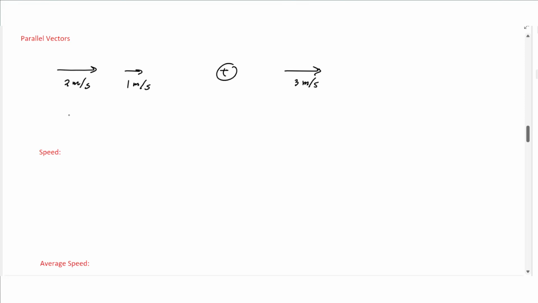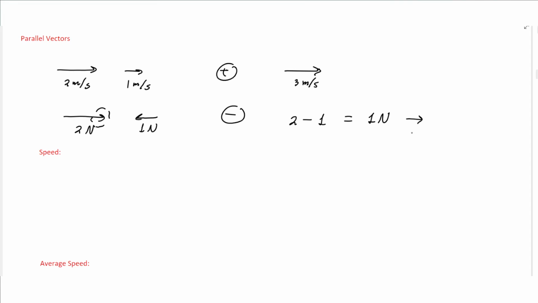If the forces or the vectors are in opposite directions, for example, you have 2 newtons and 1 newton pointing in the opposite direction, you use a minus sign. So 2 minus 1, you will get 1 newton, but in the direction of the larger force or the larger vector. So the larger vector was pointing to the right, so the resultant would be pointing to the right.